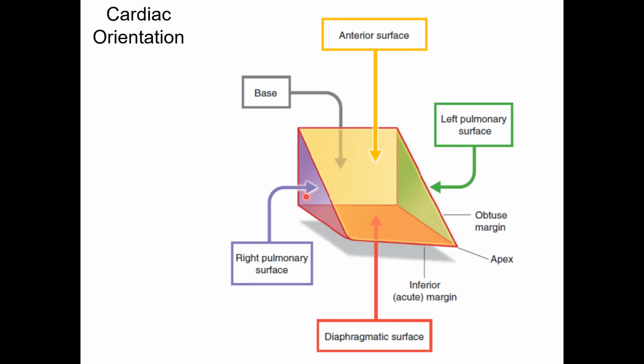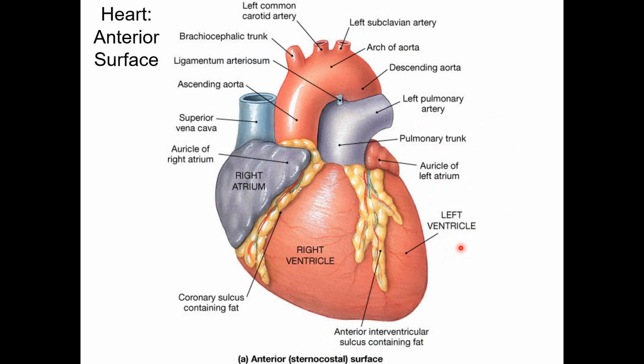The posterior surface is the base, and we have right and left surfaces which are related to the lungs, so we call them the right and left pulmonary surfaces. These become very small and turn into borders, so what remains is the anterior surface, inferior surface, and base or posterior surface, with the apex always directed towards the left and slightly downwards.